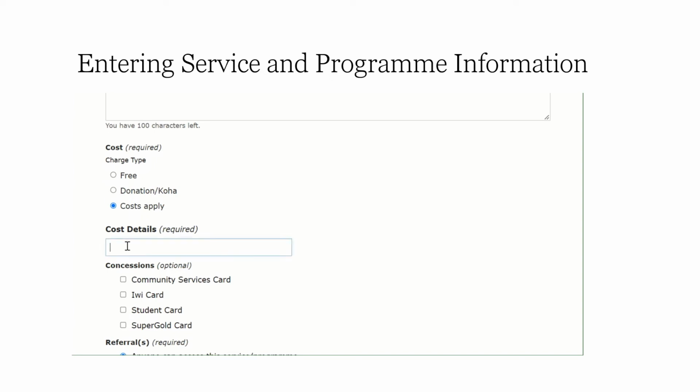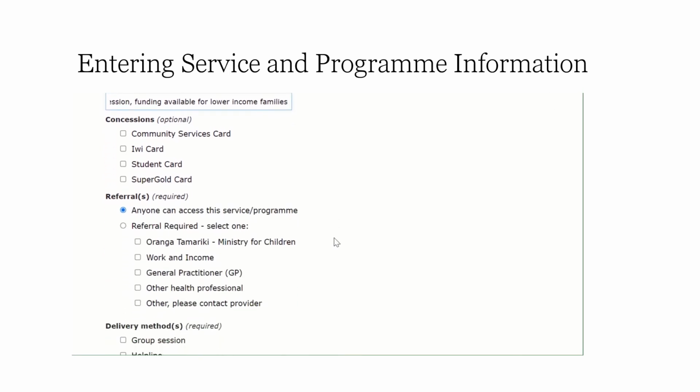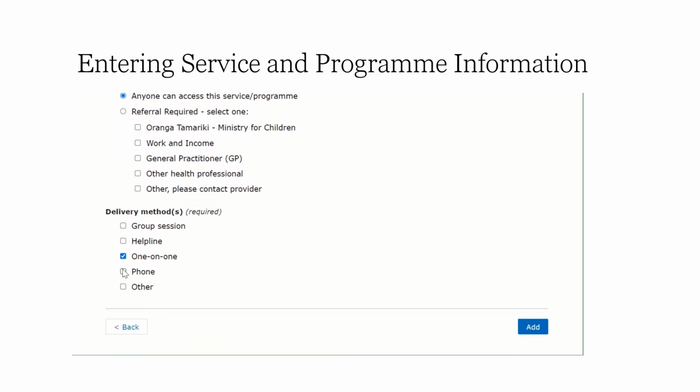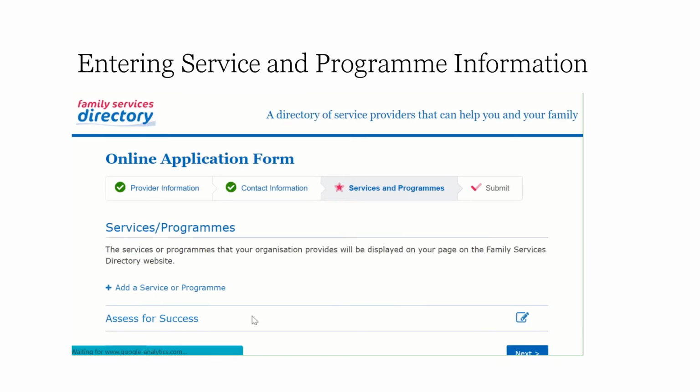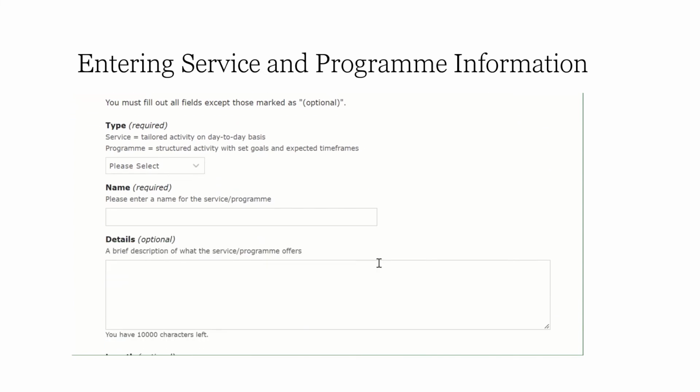You need to supply whether or not the service or program has a cost, and if it does have a cost, how much it is. You can choose to supply any concessions if they apply. And importantly, with referral, just please specify if somebody needs to have a referral to access this particular service or program. Here you can see that I have got one service added, and that I can choose to add another one. So this is where I would complete the form for another individual service or program.